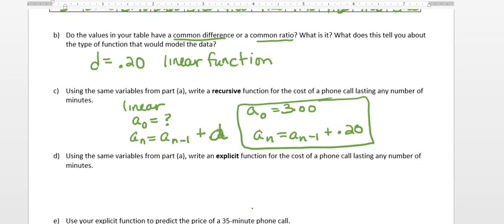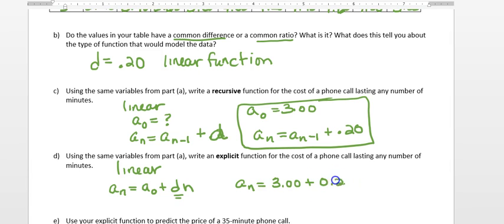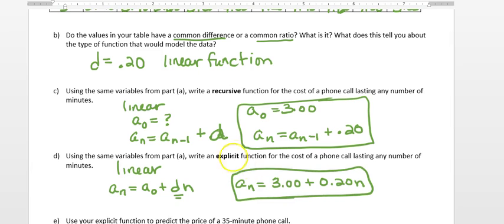So now it wants us to write an explicit rule. For a linear function, the explicit rule is A sub n is equal to A sub 0 plus d times n, d being your common difference, n is your variable which would represent time. So in this problem, it would be A sub n is equal to $3 plus 20 cents times n. So that would be our explicit. Again, these are vocabulary terms you're going to want to be familiar with.